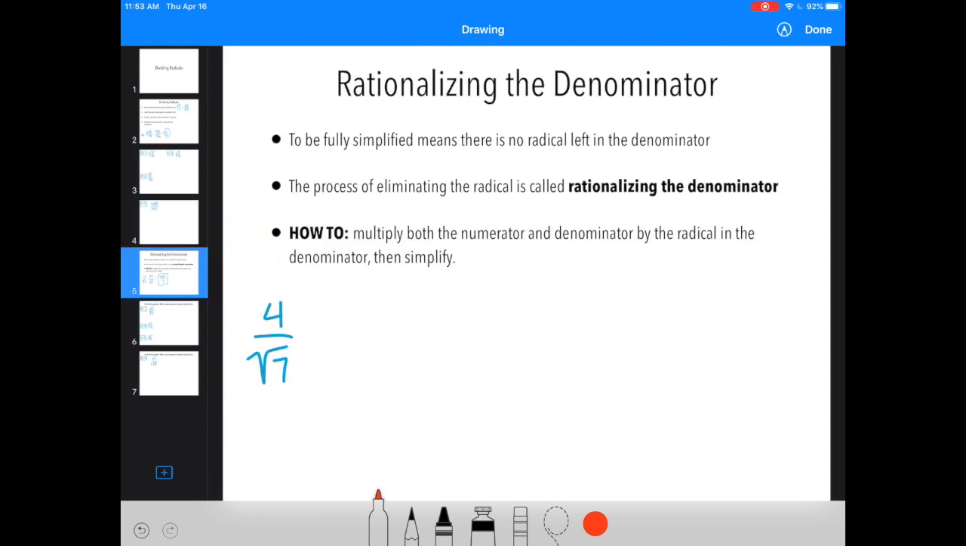All right? The next component of dividing radicals is this process known as rationalizing the denominator. Unfortunately, we cannot just leave our radicals in the denominator. That is a no-go. It's not fully simplified if there's a radical in the denominator. So we use this process called rationalizing the denominator. How do you rationalize it? Well, you multiply both the numerator and the denominator by the radical in the denominator. When you multiply a radical by itself, it gets rid of the radical.